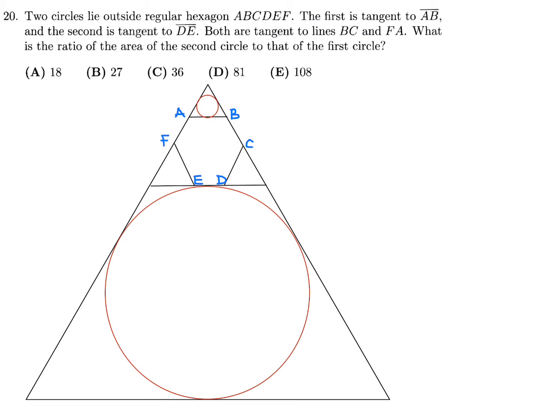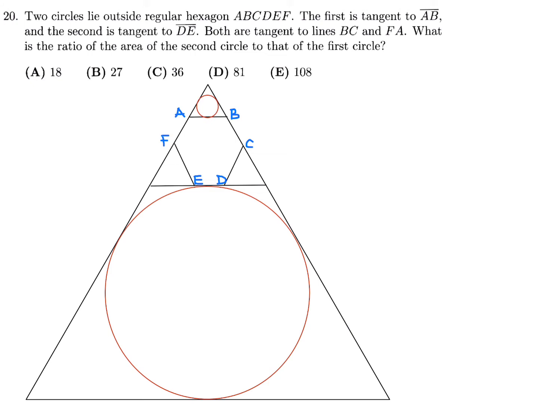And the first circle is tangent to AB as shown, and the second is tangent to DE as shown. So these are approximately the tangent points right there and there. And both are tangent to BC and FA. BC extended, as you can see, touches the first circle right there and touches the second circle approximately right there. And the same story holds true for FA as it is extended. It touches the first circle there and the second circle there.